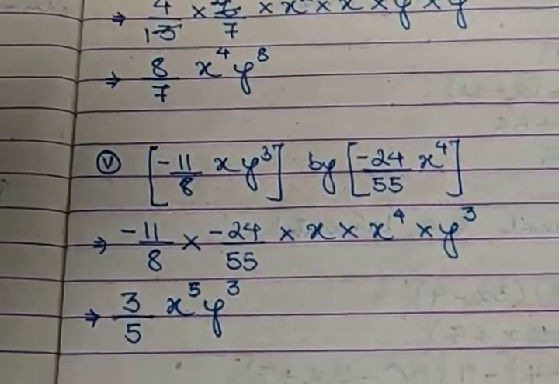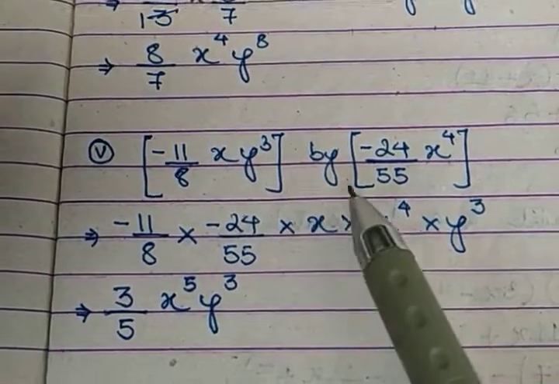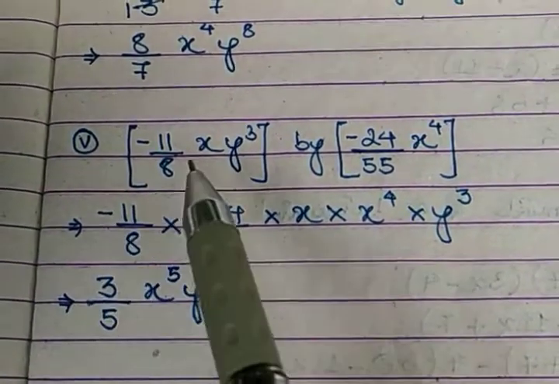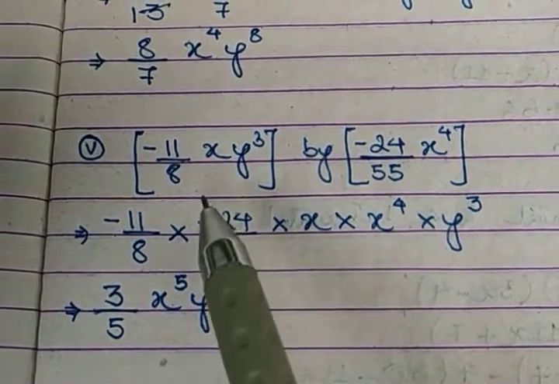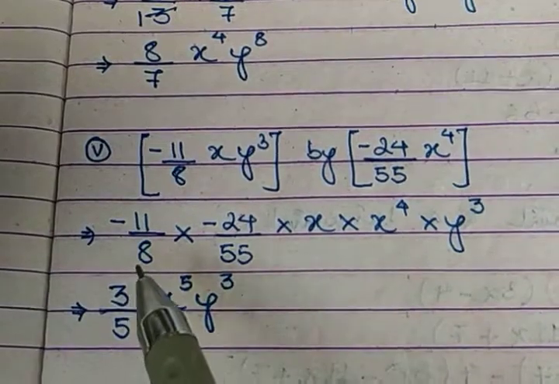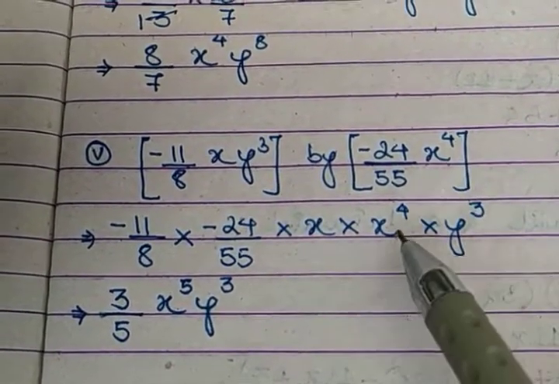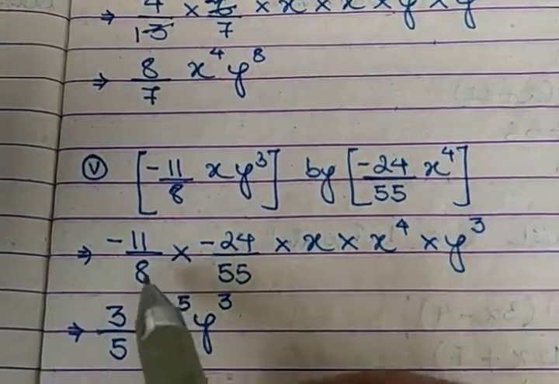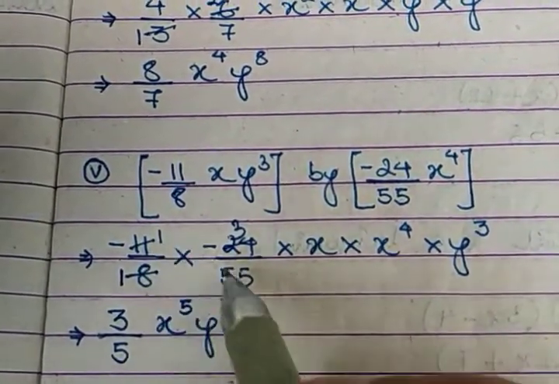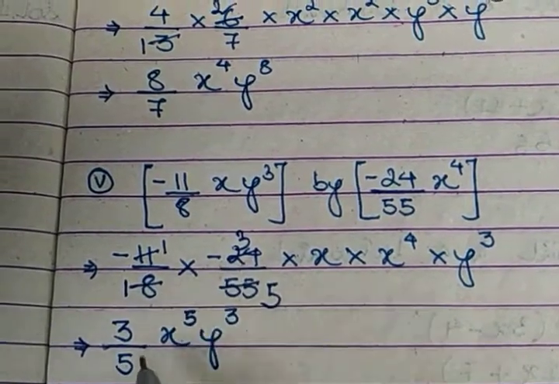The next one we have here, minus 11 by 8 xy cube by minus 24 by 55 x to the power 4. Again, what I have done on the second line is arranged the terms, the constants and the variables separately. Minus 11 by 8 into minus 24 by 55 into x to the power 4 into y to the power 3. Now what do we know? 8 1 times is 8, 3 times is 24, 11 1 times is 11, 11 5 times is 55, isn't it? Now minus and minus will give you plus.